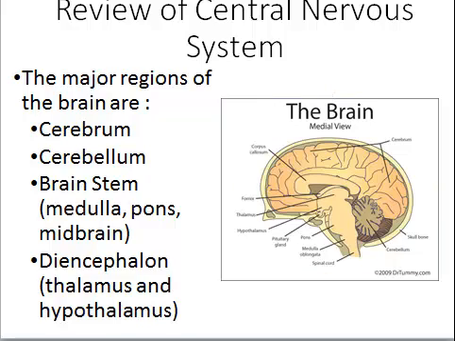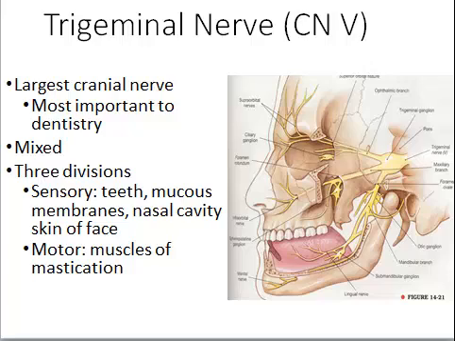And an important structure, just a little FYI, that contains nuclei involved in the regulation of sleep is actually our pons. So those are the areas of our brain: our cerebrum, our cerebellum, our brainstem, and our diencephalon. So here's a nice little lateral view of the trigeminal nerve, CNV, cranial nerve 5. It's the largest cranial nerve and, of course, the most important one to dentistry.